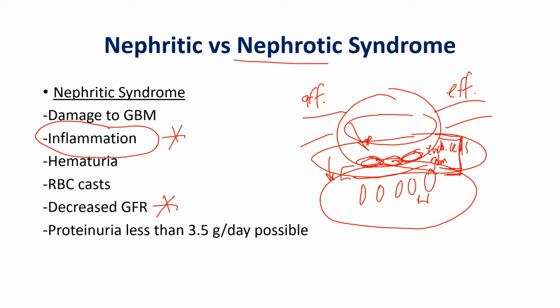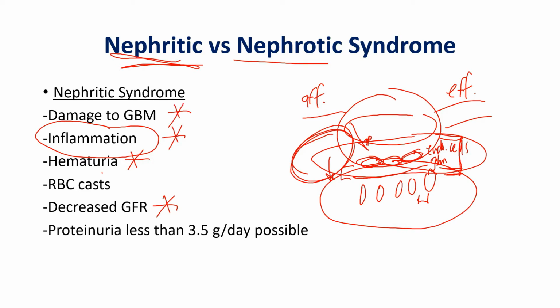Now, when you have inflammation that is in contact with blood, naturally, blood will leak through because blood is making direct contact with the part that's damaged, the upper part of the filtration membrane. So you will have hematuria. That's not present in the nephrotic syndrome, that's only present in the nephritic syndrome.